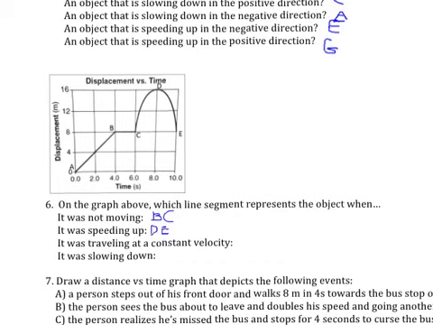How about traveling at a constant velocity? Well, that means it has a constant slope. That would be line segment AB. And it's slowing down. Well, I already said this is the section where it's slowing down. It has a high velocity here, a steep slope. The slope gets more and more gentle until it reaches 0 at D. So that would be C, D.